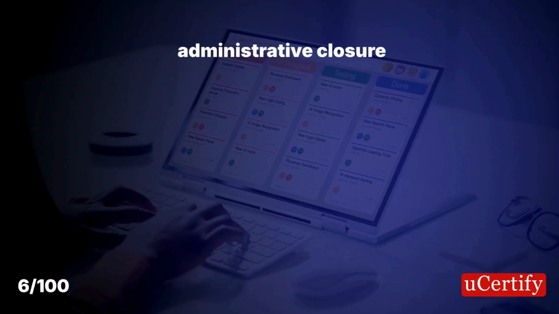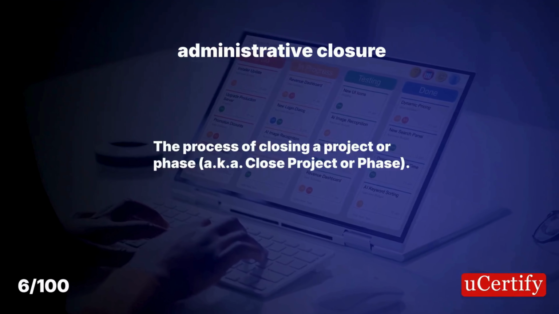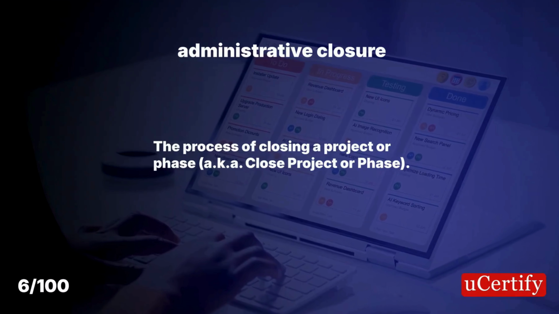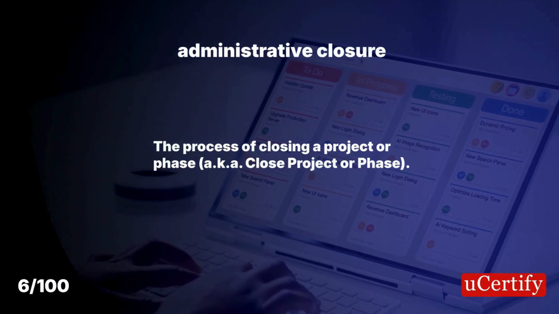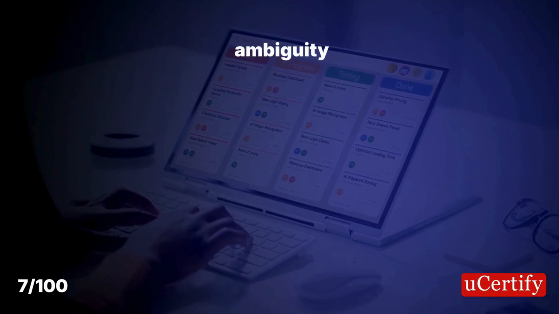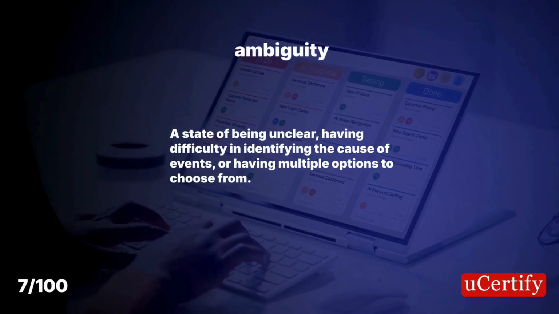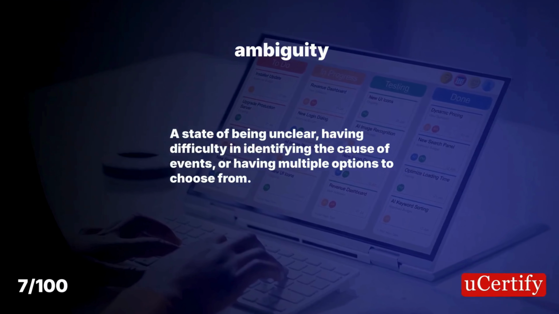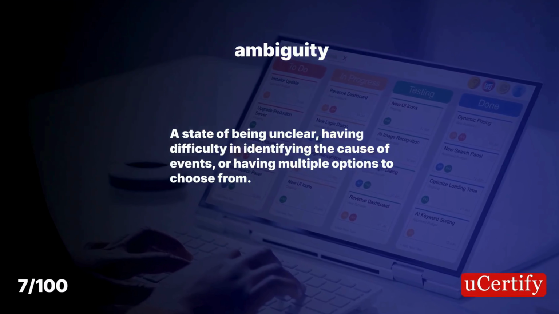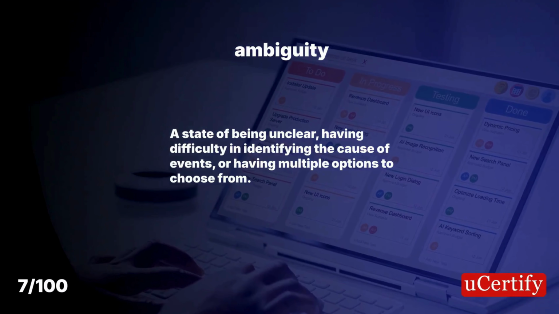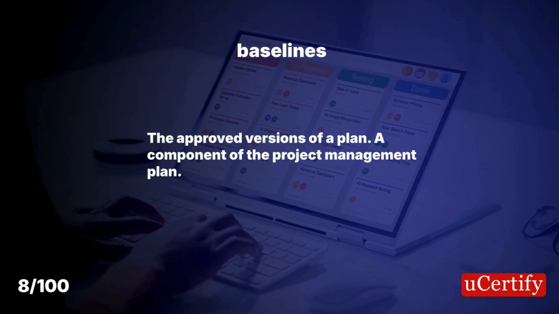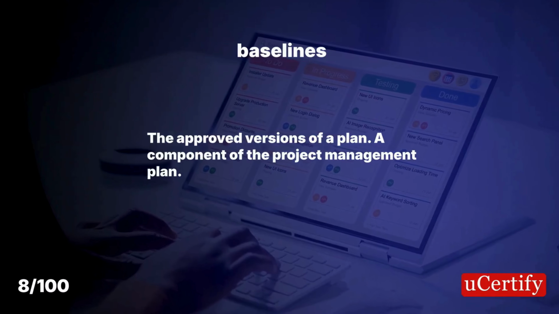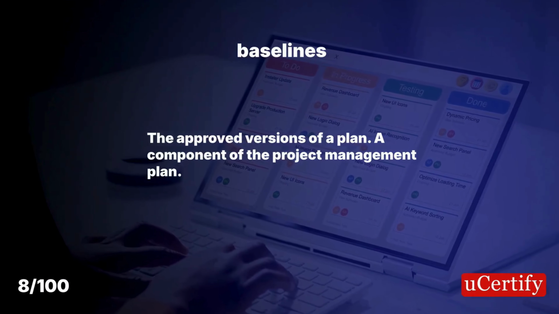Term: administrative closure. Definition: the process of closing a project or phase, aka close project or phase. Term: ambiguity. Definition: a state of being unclear, having difficulty in identifying the cause of events, or having multiple options to choose from. Term: baselines. The approved versions of a plan, a component of the project management plan.